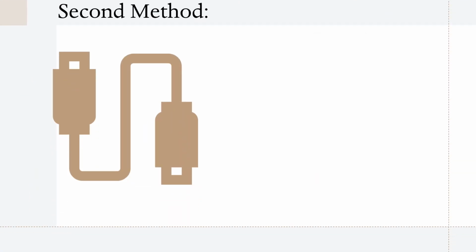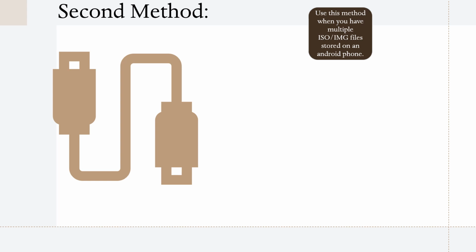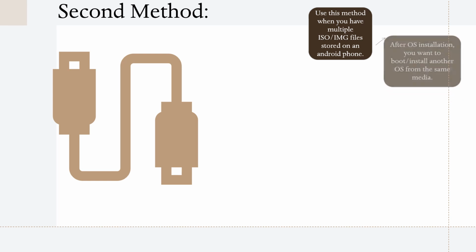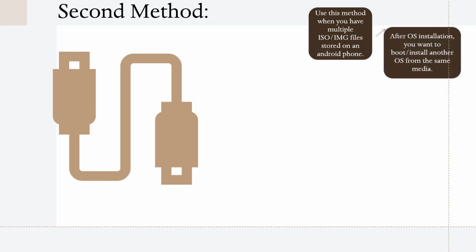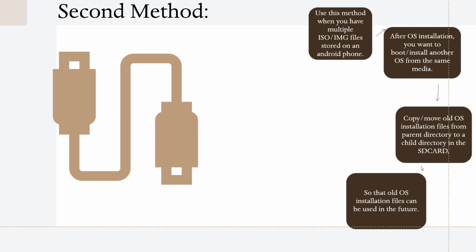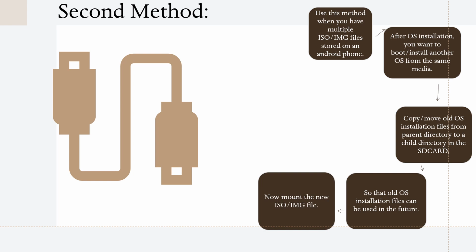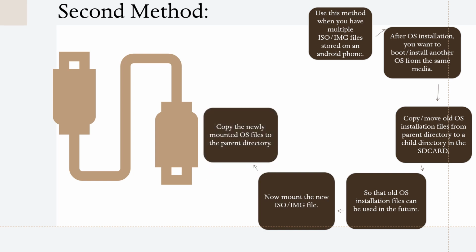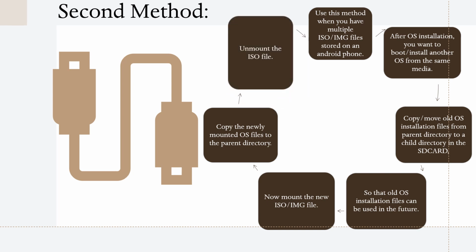Second method. Use this method when you have multiple ISO or image files stored on an Android phone. After OS installation, you want to boot or install another OS from the same media. Copy or move old OS installation files from the parent directory to a child directory in the SD card so that old OS installation files can be used in the future. Now mount the new ISO file, copy the newly mounted OS files to the parent directory and unmount the ISO file.